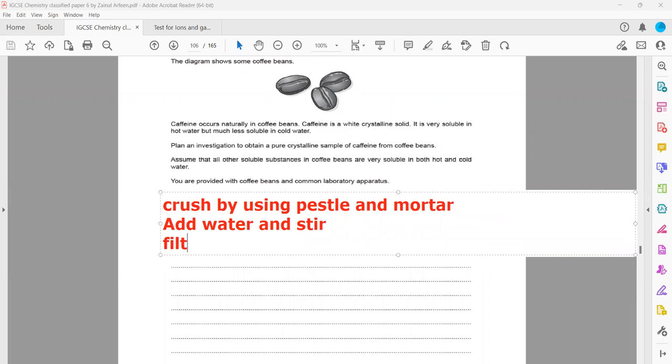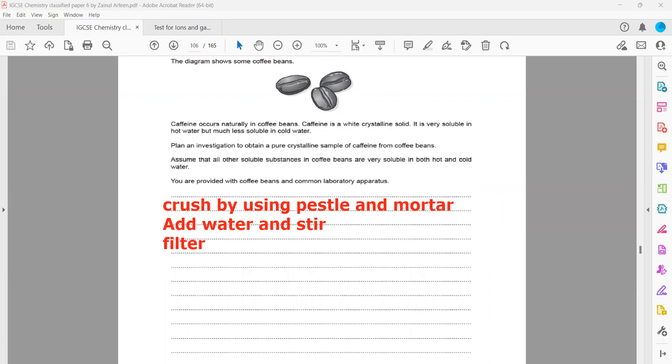Then we will filter, since after we grind it, the solid will be very fine. We can also mention filtering through a Buchner funnel with a vacuum-induced side-arm flask. Yeah, that's actually what is done. So we will use filtration.